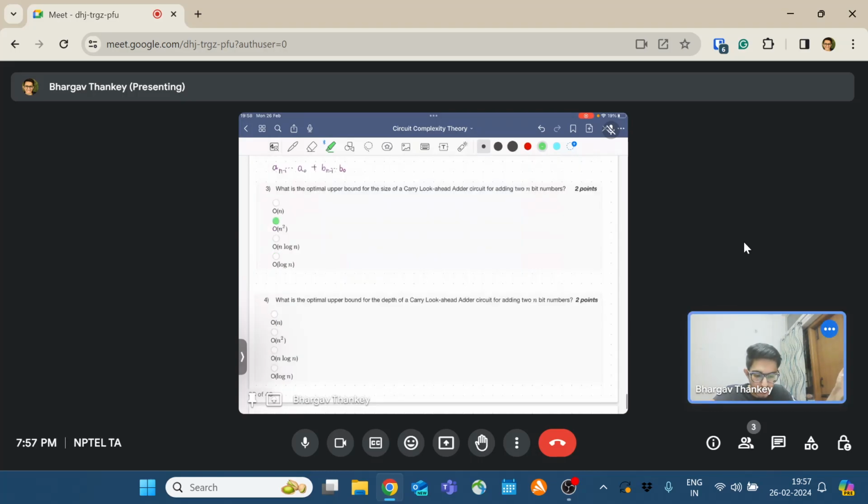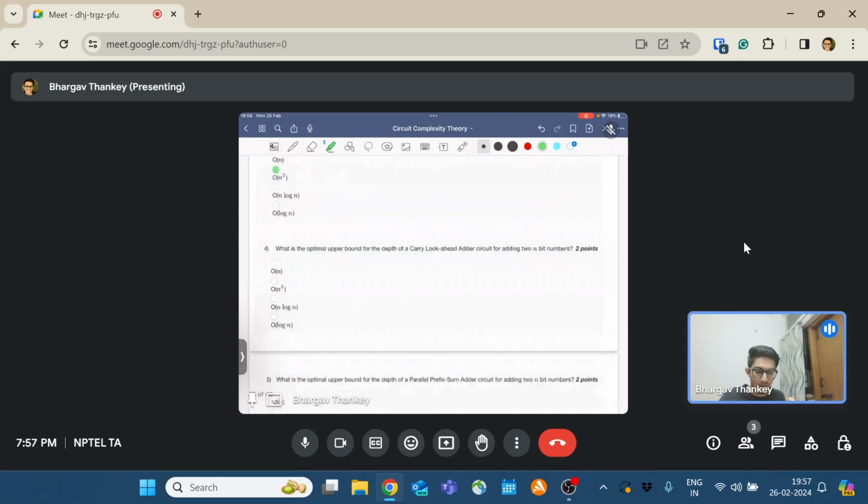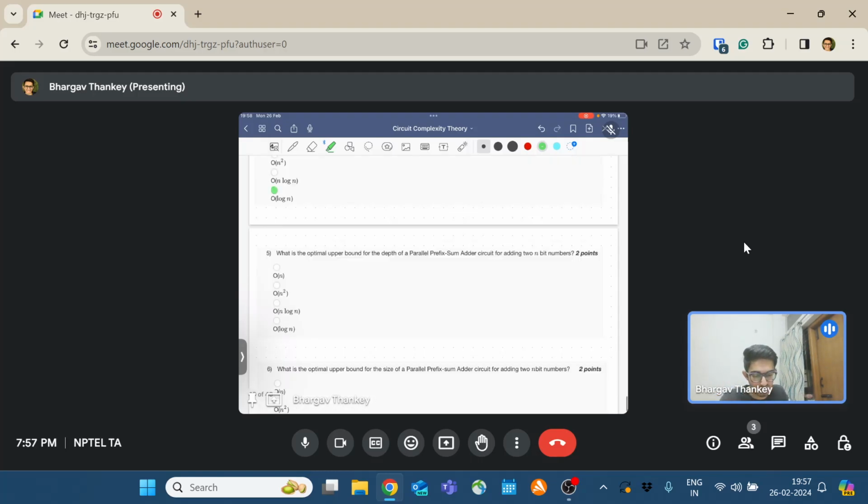Now what is the optimal upper bound on the depth of the carry look ahead adder? Order n square, order n log n, or order log n? Order log n. So in the ripple carry adder, the size was optimal, depth was bad. Now we have constructed a circuit where the depth is optimal, but the size is bad. And that's why we look at the parallel prefix sum adder.